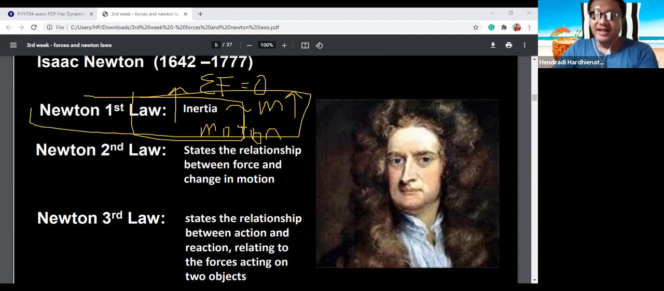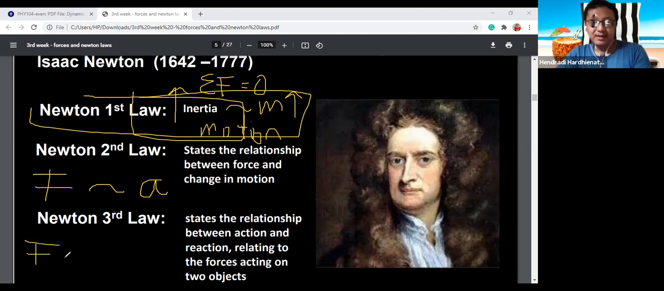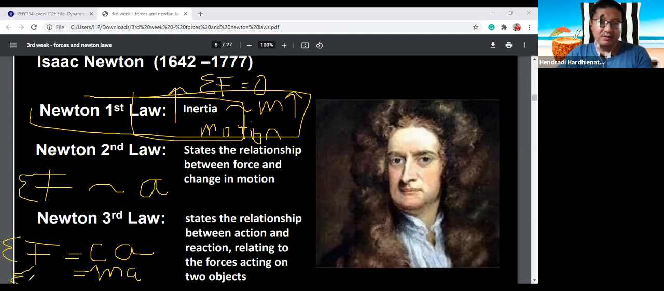The second law tells you about the relationship between force and the change in motion. The higher the force, the more the motion will change. This is the statement. So to make this statement an equation, we have to introduce a constant, and this constant is called the mass. This gives you, at the end, Newton's second law, which is F equals m times a.